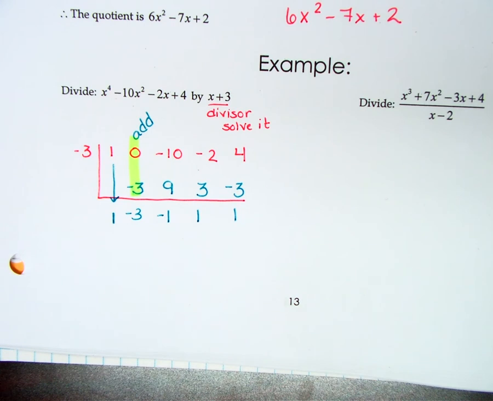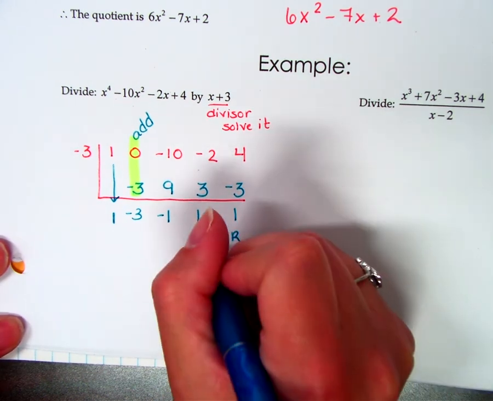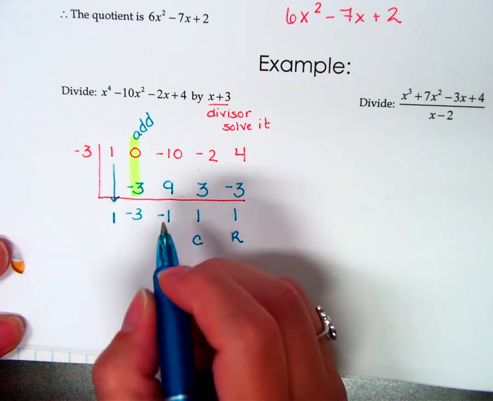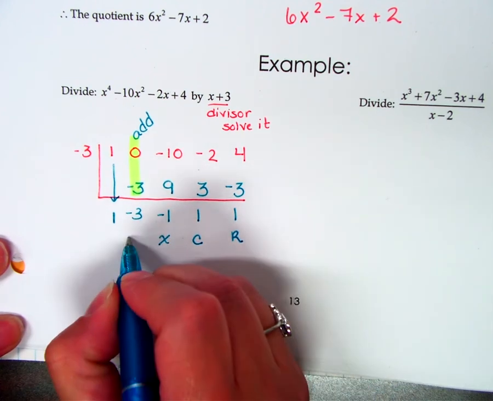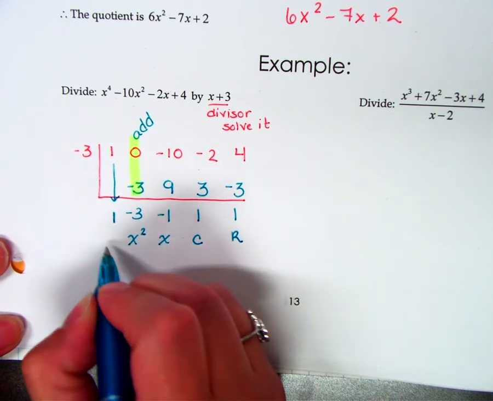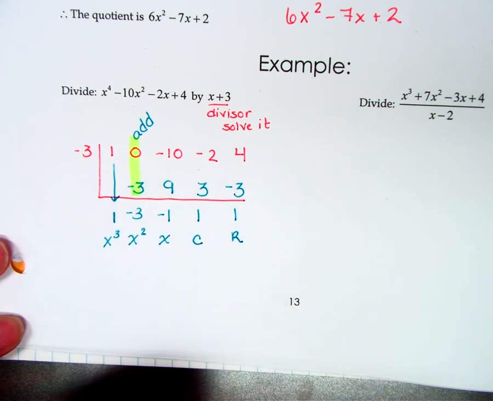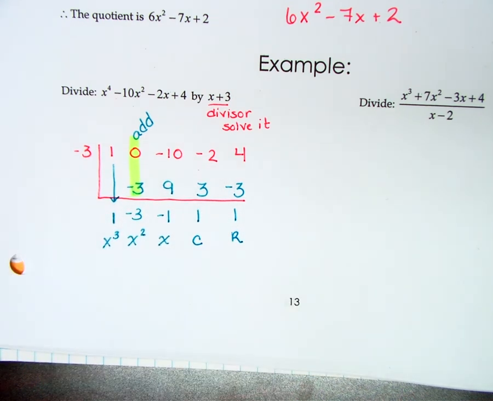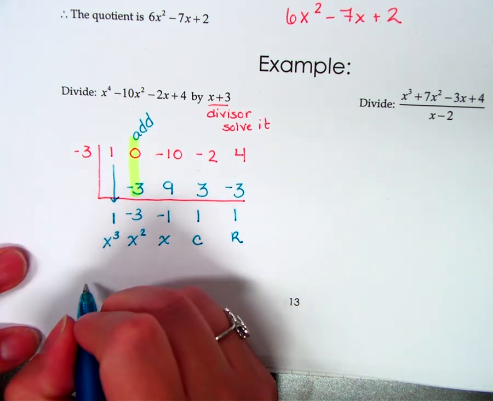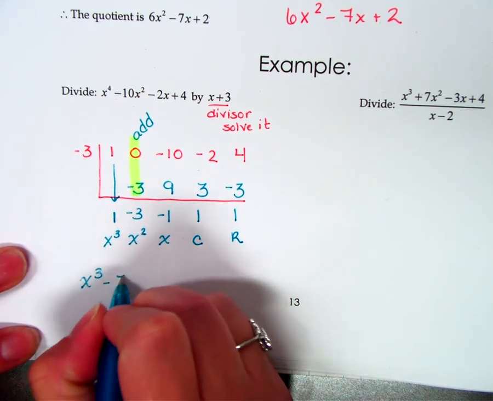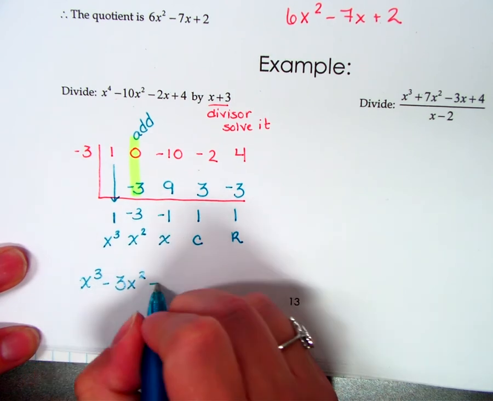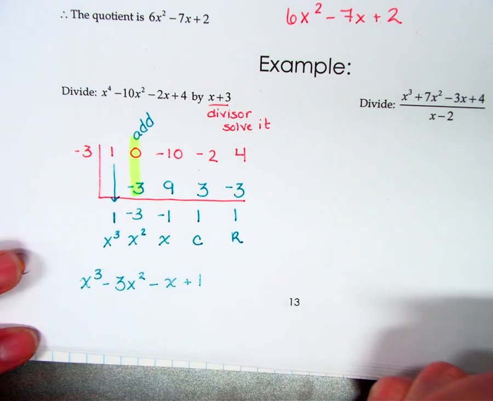So that doesn't look like it's a lot of stuff. But what I want you to do is start on the far right-hand side. And this represents the remainder. This represents the constant. This is your coefficient on your x. This is your coefficient on your x squared. And this is the coefficient on your x cubed. So the quotient of this is x cubed minus 3x squared minus x plus 1.